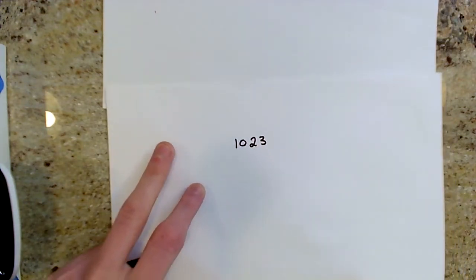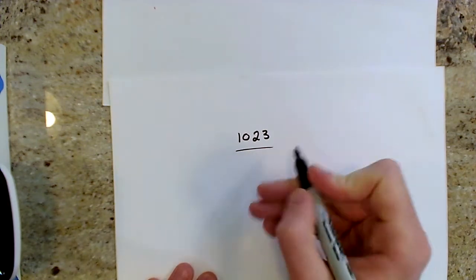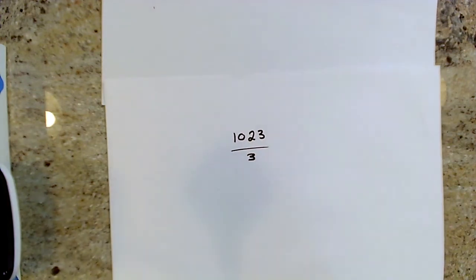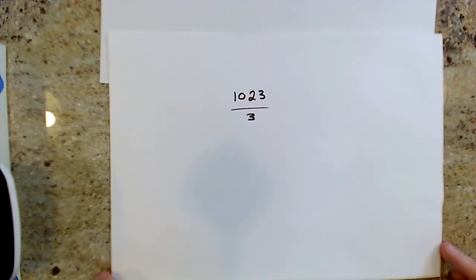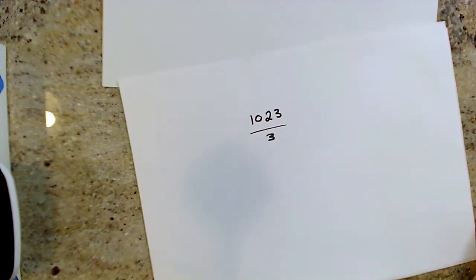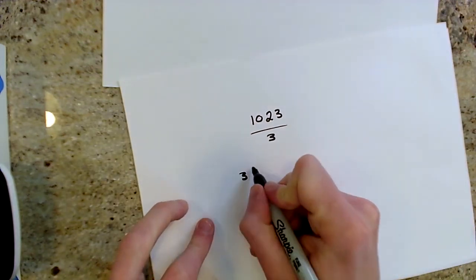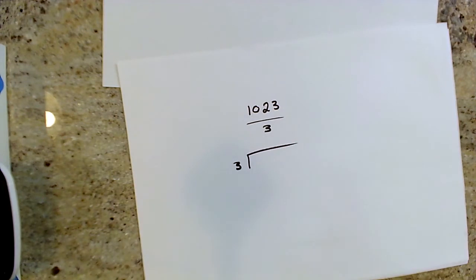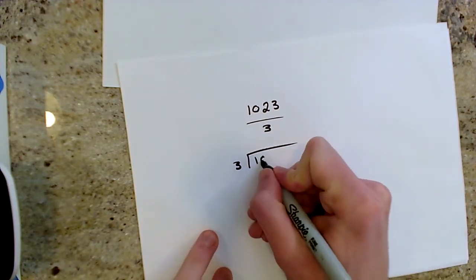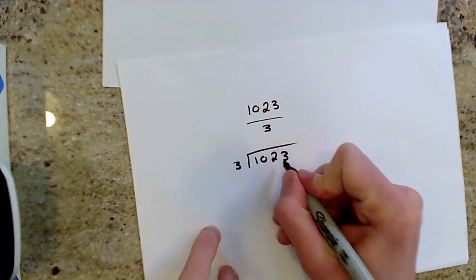Okay, so say we had the number 1023, and I want to see if 3 is a factor of that, or 3 divides evenly into 1023. Well, of course, I have my calculator. I could just punch it in there and get an answer. But what if I didn't have my calculator? So let's do some manual division here. We set up our long division, 3 into 1, 0, 2, 3.